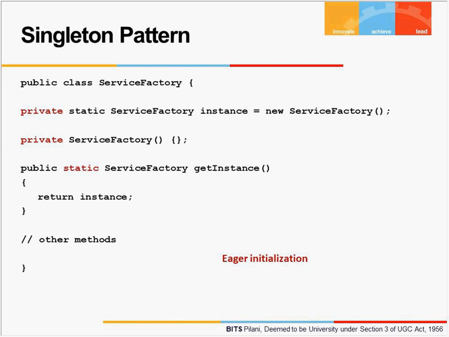This is a public class ServiceFactory, a factory implemented using the singleton pattern. The first thing to notice is that the constructor of this class is private. The constructor of the class is made private so that no other class can instantiate it.